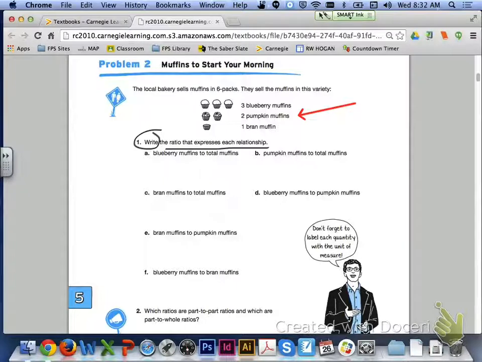When you are done, down at the bottom of the page, number 2 is going to ask you which ratios are part to part and which ones are part to whole. So go ahead and do number 1 and number 2 with your group members.